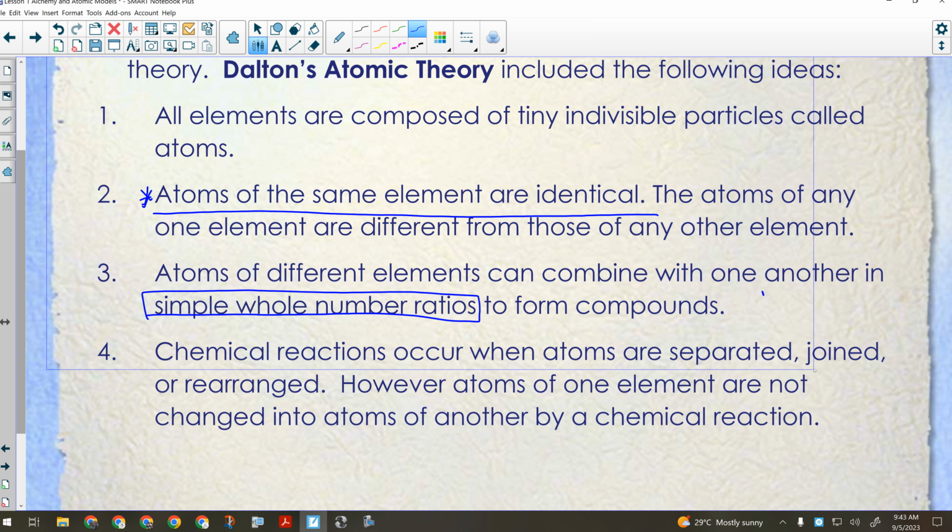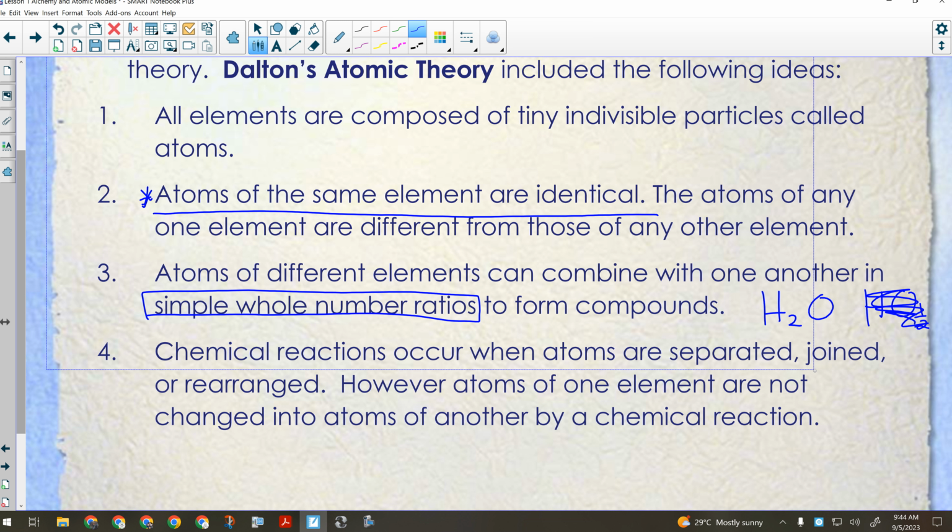For example, what's that stuff? Water. 2 hydrogen atoms, 1 oxygen atom. Would I ever write water like this? No. I can't have half an oxygen atom. Half an oxygen atom is a beryllium atom, or something. I can't have a fraction of an atom. We already said atoms are the smallest component of that element. I can't have half of something. So whenever you have a compound, you will never have a fraction in it.